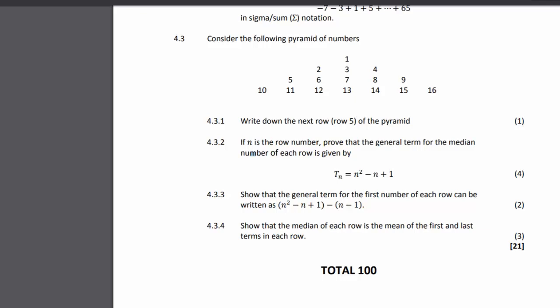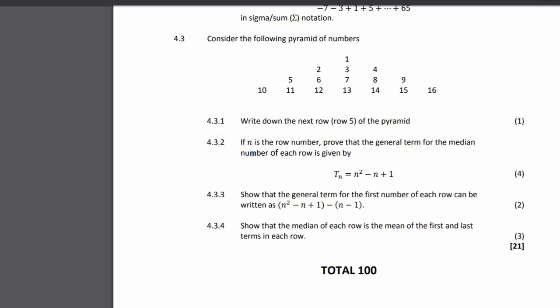Here's again the median. Okay, minus the row number minus 1. 1, 2, 3, 4. 4 minus 1 is 3. So 13 minus 3 is 10. You see? So that is one way you could have shown it.